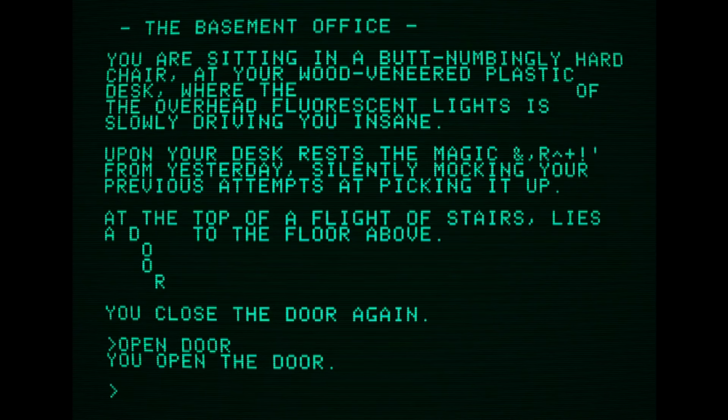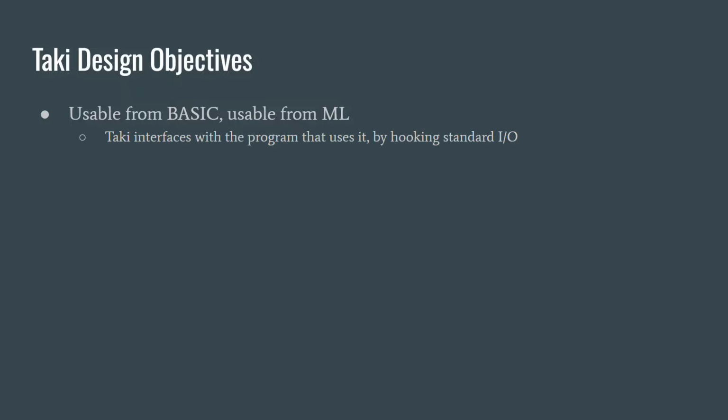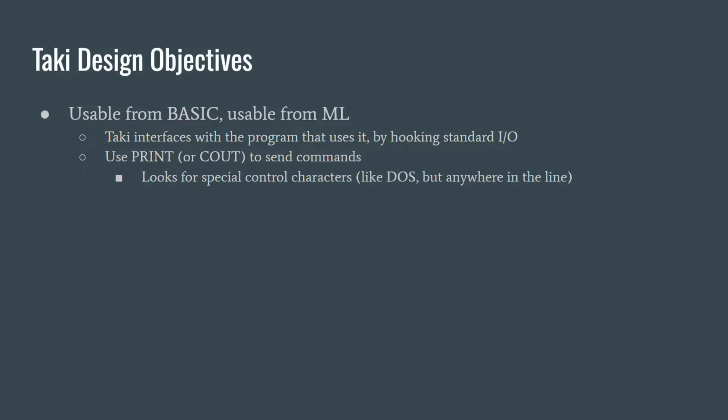There are only a few explicit design goals for Taki. The first was that Taki must be usable from BASIC, but also usable from machine language programs, perhaps without BASIC having to be loaded. With this requirement in mind, Taki interfaces with the calling program by hooking the monitor's standard input and output routines, and the developer can issue commands by printing them out, and prefacing them with a special control character, just like you do with DOS commands in BASIC. Except that Taki's character is recognized anywhere in the line, and not only after a carriage return, because Taki often needs to be enabled for a word or two in the middle of a line.